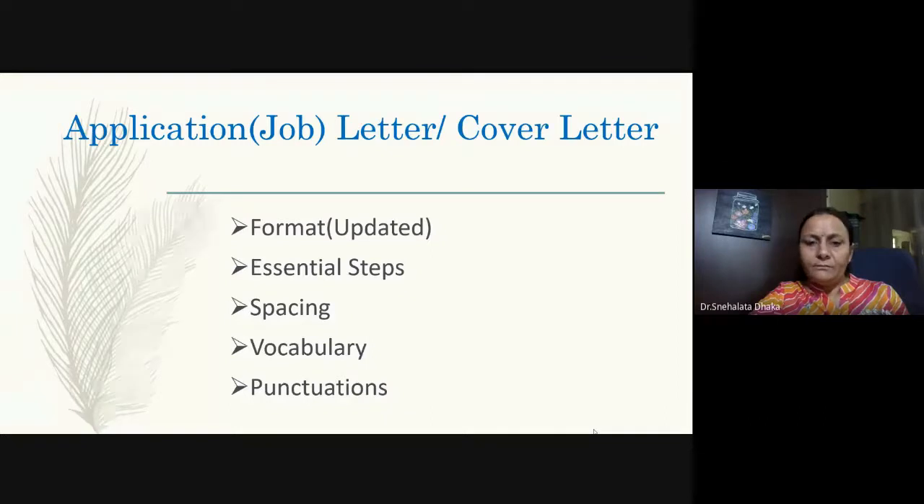Now the next point one has to be very careful about while preparing a job letter or a cover letter is the vocabulary part. And the last one is punctuations. Definitely, as letter writing is one of the very important forms of English composition, punctuations play a very important role in that composition writing. So again, in a letter also, one has to be quite careful about the punctuations, and wherever they have to be used, one must use them, and they should be correctly used.